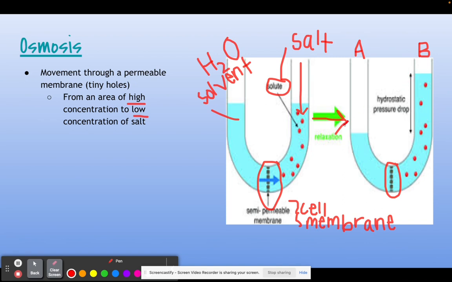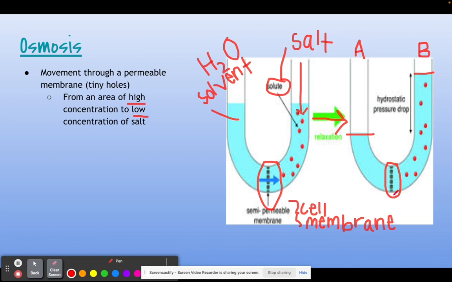And you notice that because the water passes through, the volume is going to increase on this side, and on this side it's going to drop. There has not been water reduced or taken out of this U tube. It's just a way to visually see how the water will pass through the membrane.